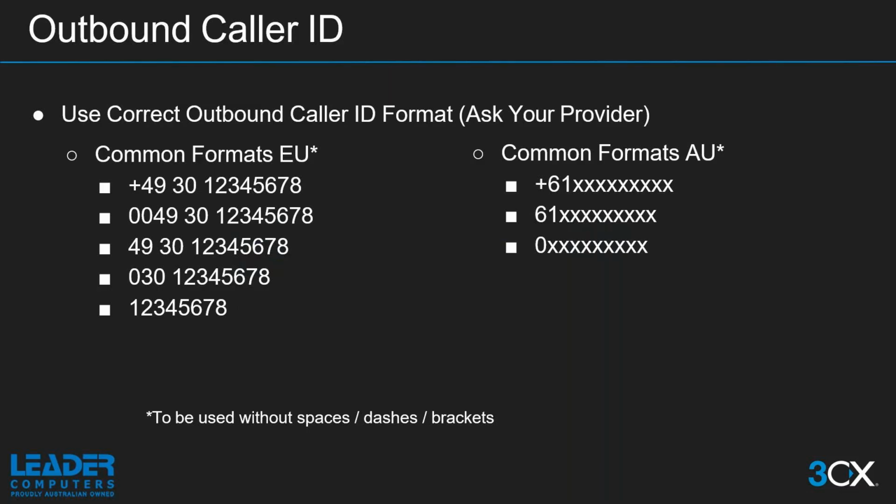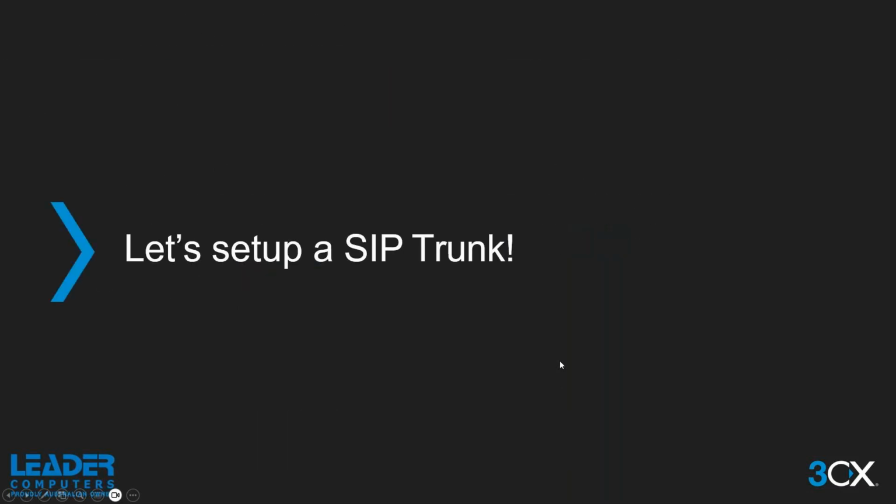For example, Breeze Connect, we use the format as 61 and the rest of the digits. So we always recommend the partners to set the number as 61, or add the number to the trunk as 61. So that's how you do it directly. And that's everything on the SIP trunk.